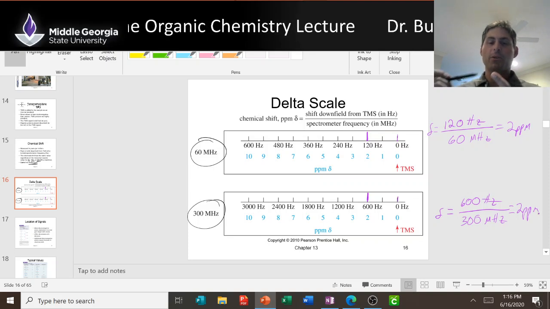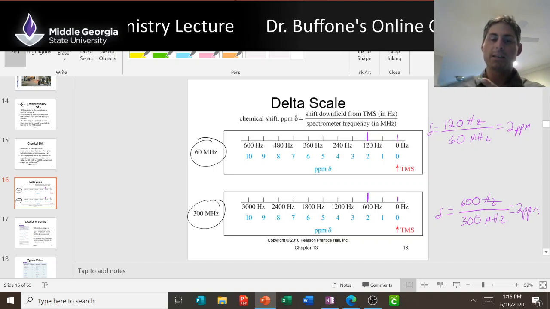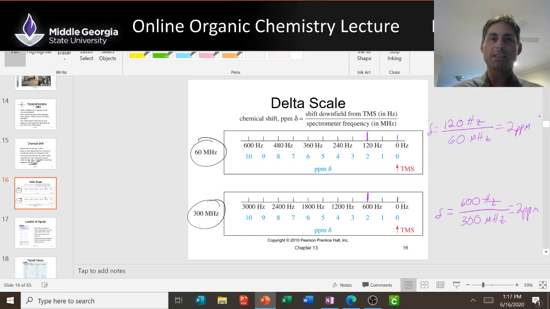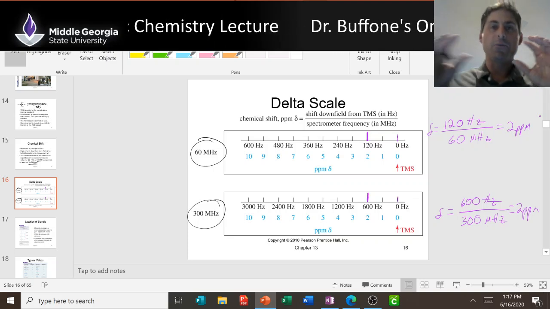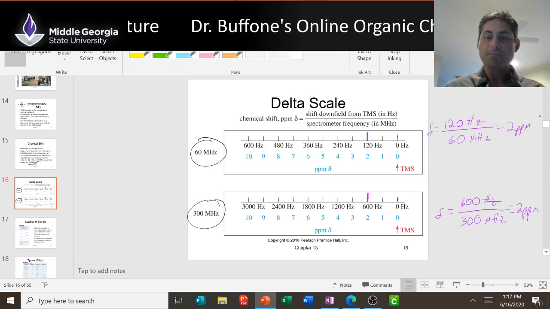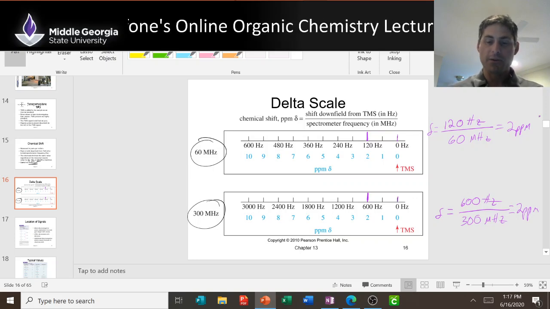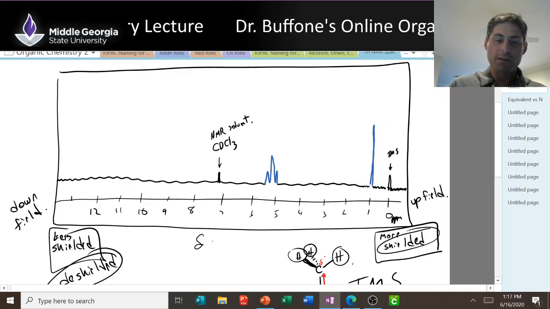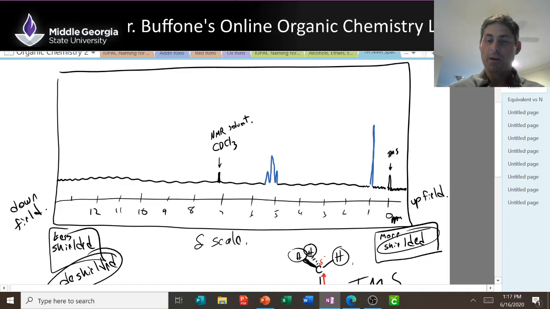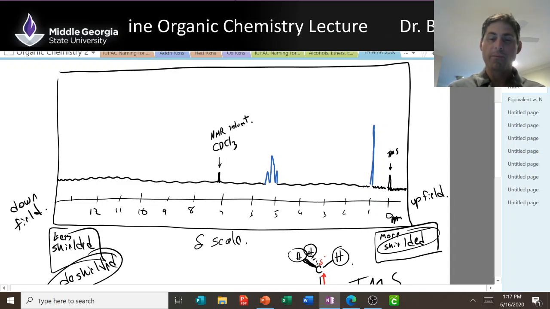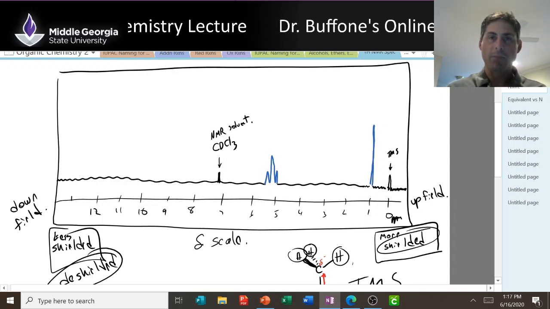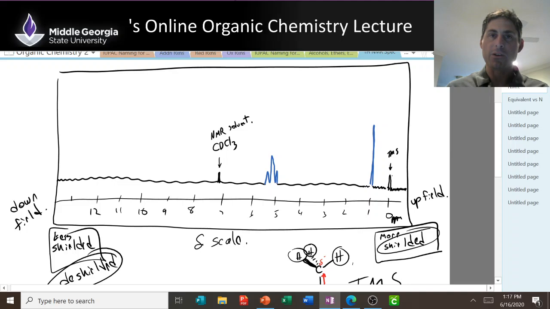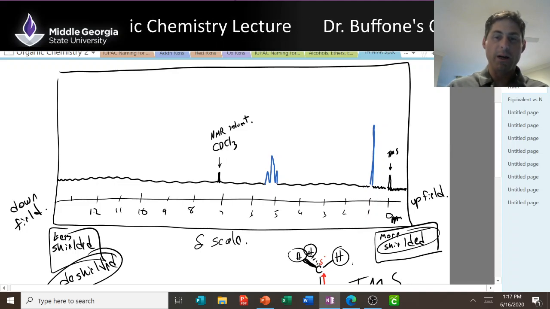So now it doesn't matter whether we're taking the spectrum in a 60, 300, 400, 500, 600, 1,000 megahertz NMR. We're going to get the same chemical shift values if we're taking a spectrum of the same molecule in different instruments. So that's what the delta scale is. And then we showed you the delta scale here. Delta scale, 0 to 12. Now, in diamagnetic molecules that do not have unpaired electrons, you're going to see chemical shift values in the delta scale from 0 to 12.